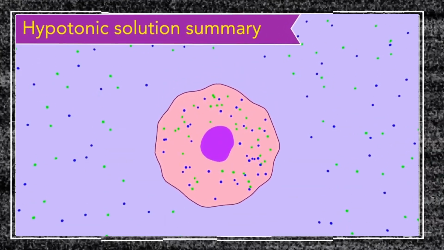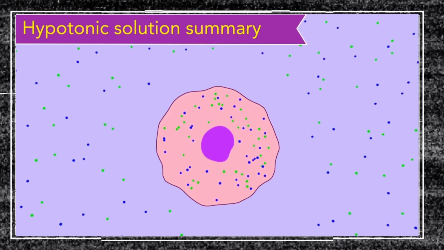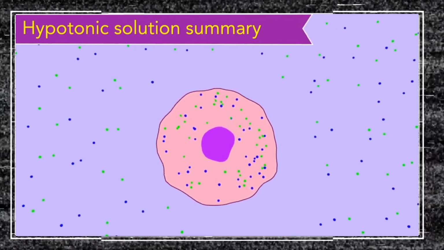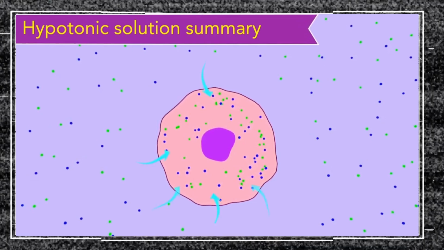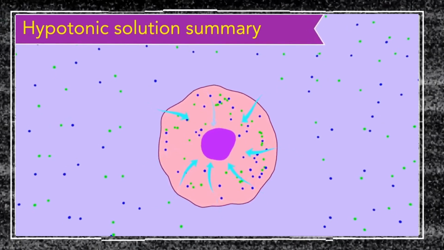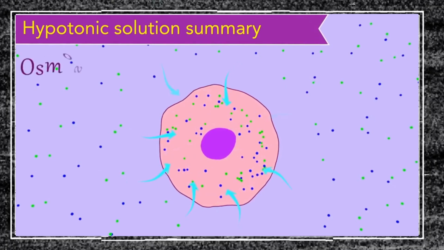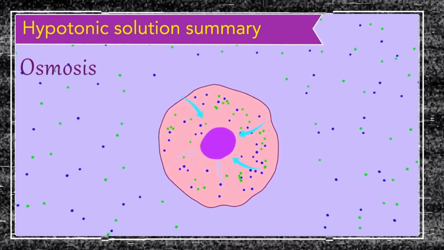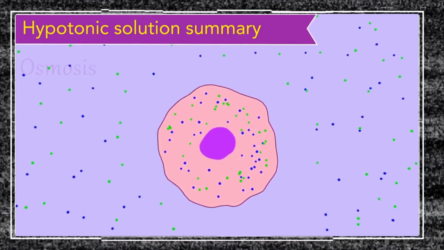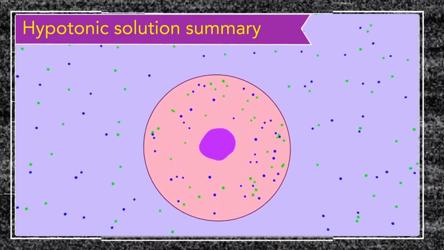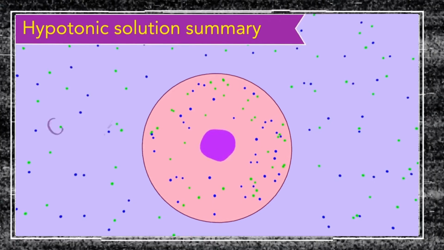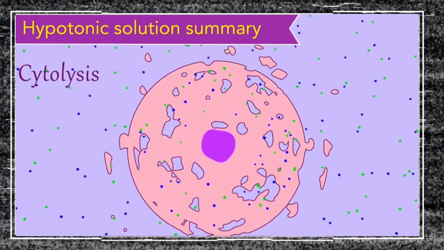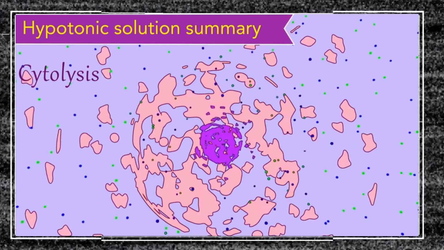Here's a hypotonic solution. Remember, this means that there is a lower concentration of solute outside the cell compared to inside the cell. This causes water molecules to diffuse into the cell. Remember, when diffusion happens with water, we call that osmosis. This causes the cell to swell. If the concentration difference is high enough, cytolysis may occur.